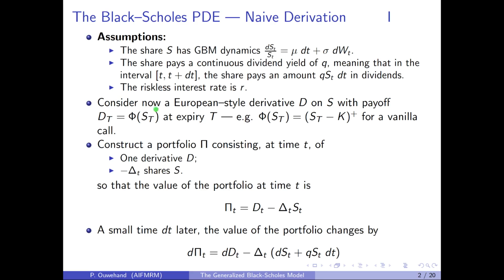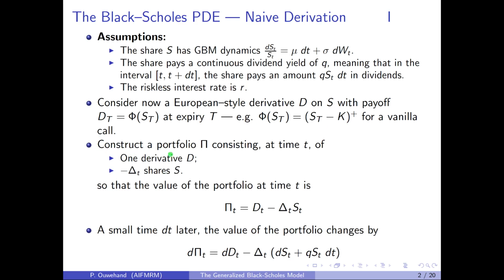Consider now a European-style derivative D on that share, whose payoff D_T depends only on the stock price at the expiry T. In other words, it's a function phi of the terminal stock price. For a vanilla call, for example, the payoff phi(S_T) is just the maximum of S_T minus a strike and 0. But the derivation here holds for very general payoffs, not just for vanilla calls and puts.